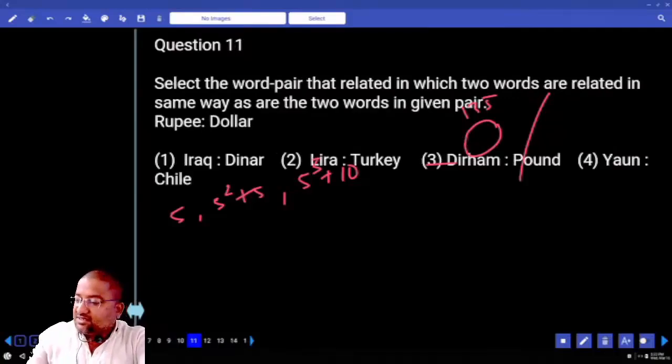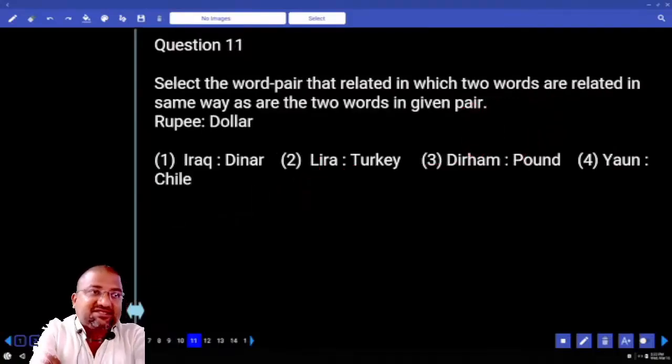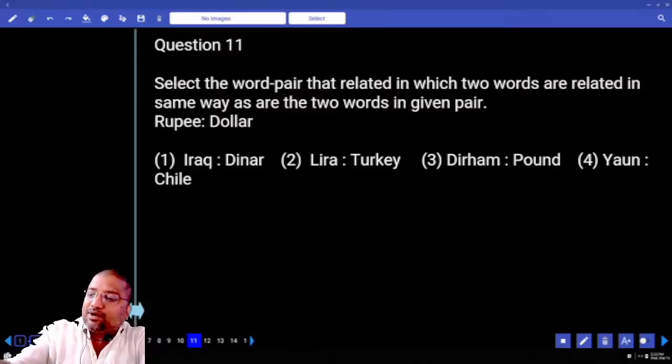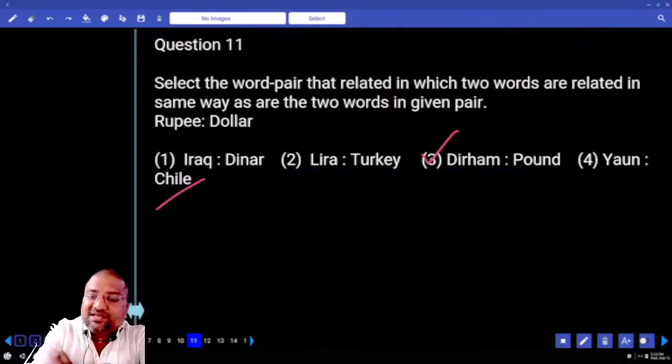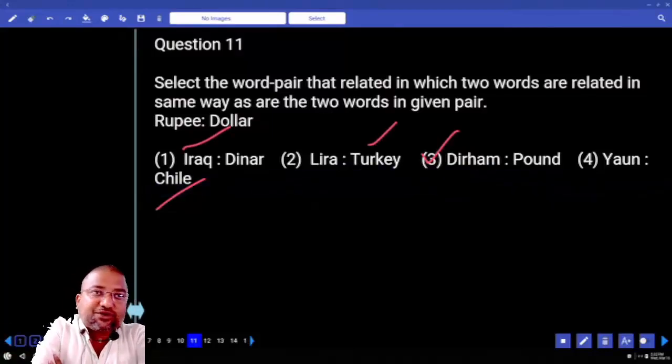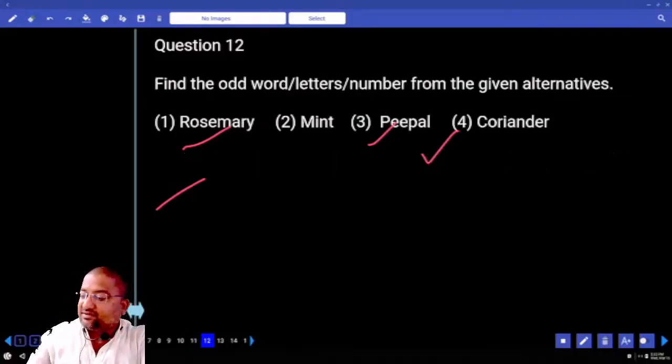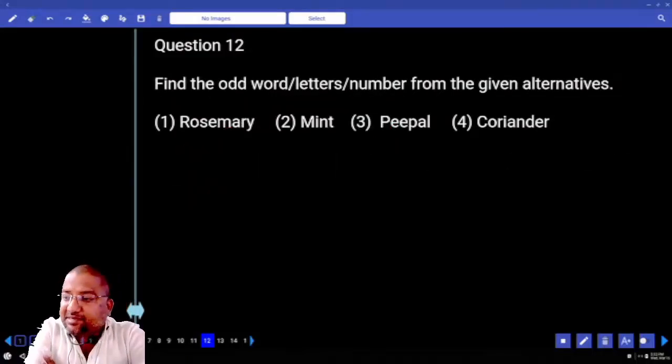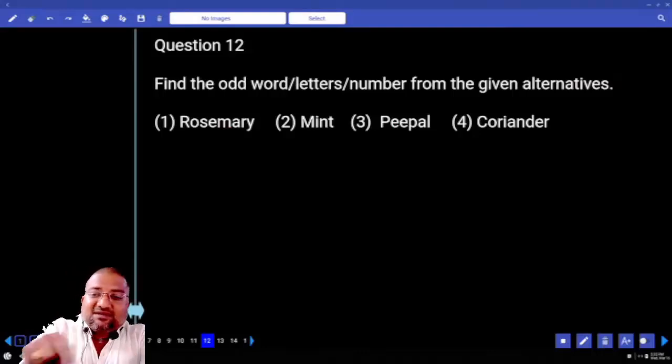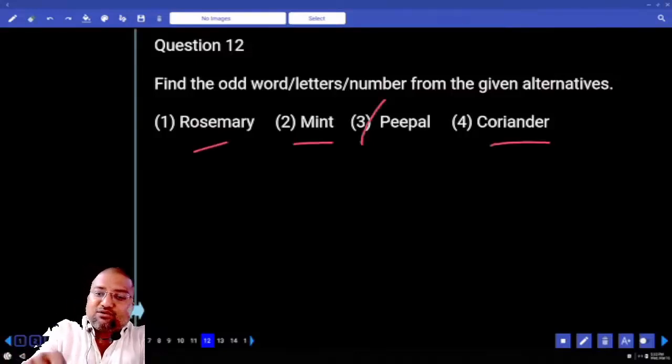Yes. Rupee and dollar are currencies. What are rupee and dollar? Currencies. Iraq dinar, Turkey dirham and pound. These are currencies. Chile is a country. Iraq is a country. Turkey is also a country. When you are talking about two currencies, the answer should also be on currencies. 12th. Rosemary, mint, peepal, coriander. We know the peepal tree, right? Coriander, mint and rosemary, these are leafy vegetables. Okay?